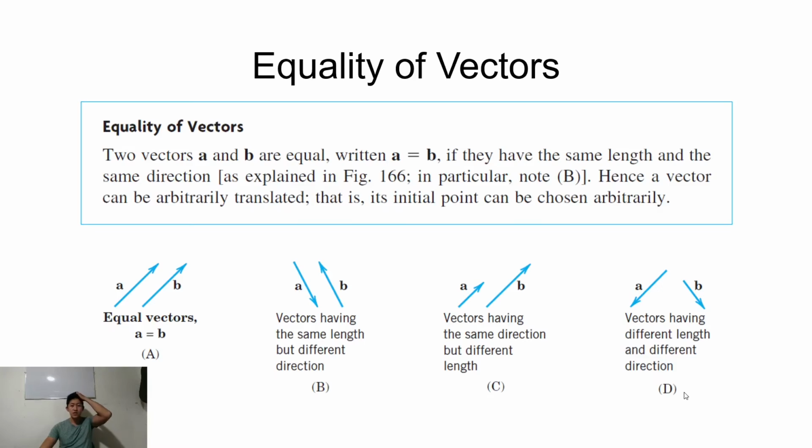So vectors are equal if they have the same length and direction. An example of this: here are four scenarios. This vector A and this one are equal, since they have the same length and direction. Whereas this one has the same length but opposite direction, so they are not equal, as well as this one.